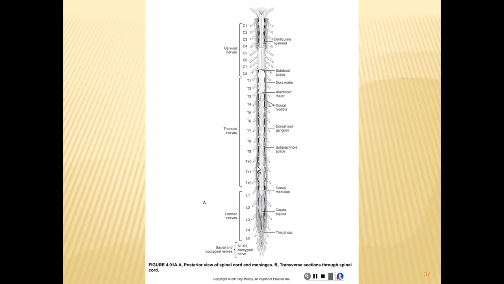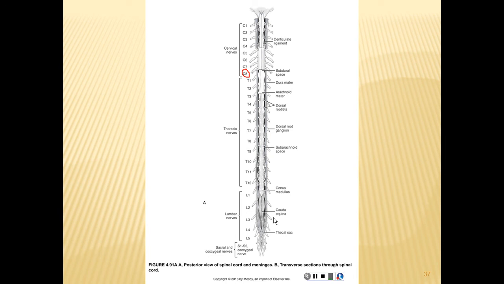Illustration: posterior view of the spinal cord and the meninges. And here's a good time to notice C8. Remember we talked about C8 earlier. There's 7 cervical vertebrae, but there are 8 cervical nerves. That's why above the cervical vertebra, the nerve exits with the bone. Beneath it, the nerve exits beneath it because of that extra cervical vertebra.